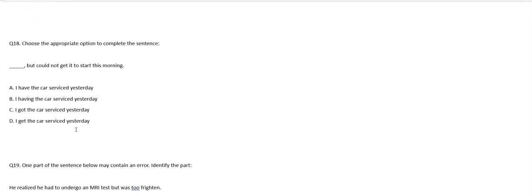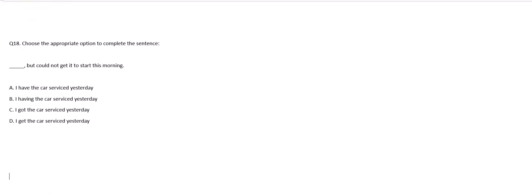Let's move on to the next question. Question number 18. Here, dash but could not get it to start this morning. Here also it is a question like one action followed by another. That means two sentences, one action performed followed by another.